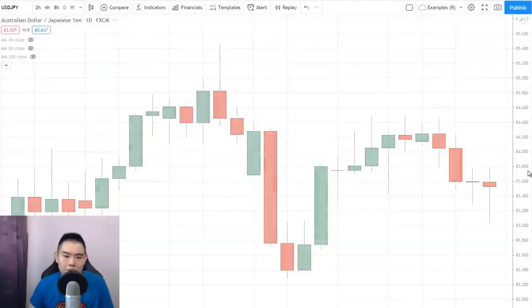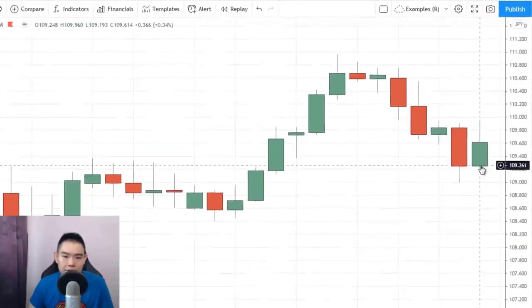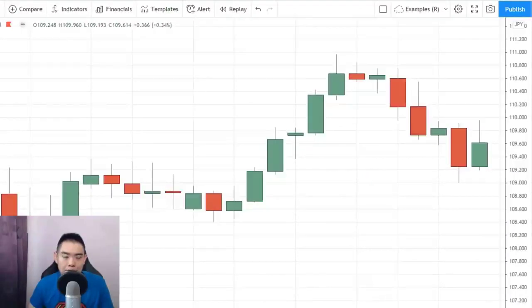How about the dollar against the Japanese yen? Okay, now we have a green candle. So same thing, right? For this market, the opening price, what does it say? 109.248. Where is the highest price point for the day? 109.96. Where is the lowest price point for the day? 109.193. And where is the closing price for the day? 109.614.